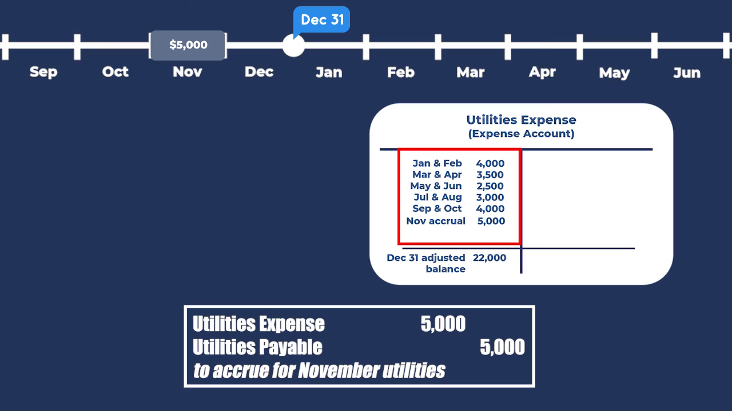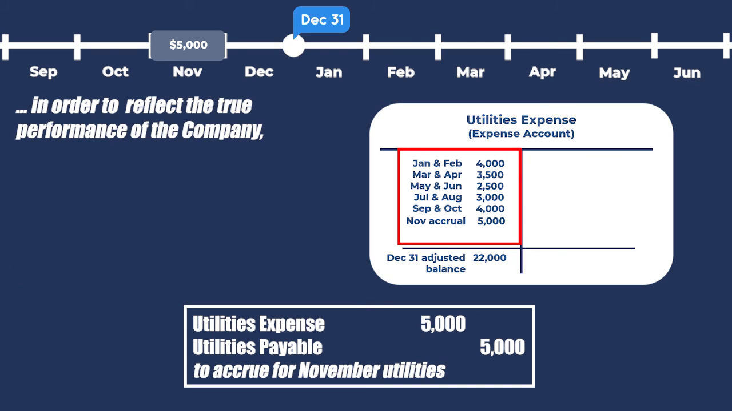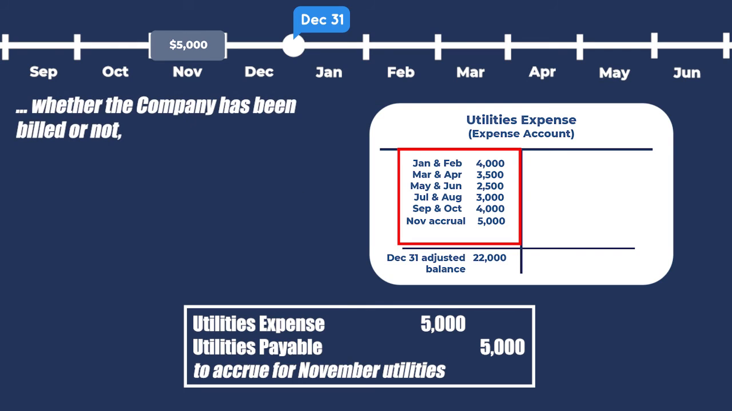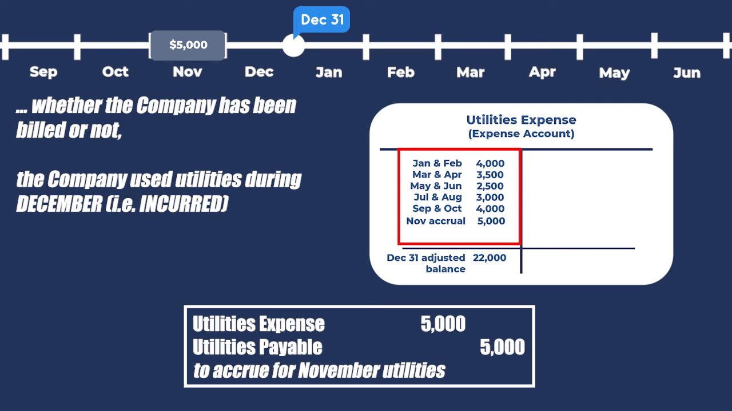Now, because we are using an accrual basis of accounting, in this situation, even not receiving a bill doesn't matter for the company because in order to reflect the true performance of the company, they need to accrue for the missing December bill too. This is because whether the company has been billed or not, it is a given fact that the company used electricity or utilities during December, and that usage should be reflected in the accounting records.